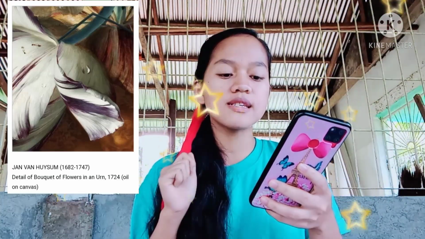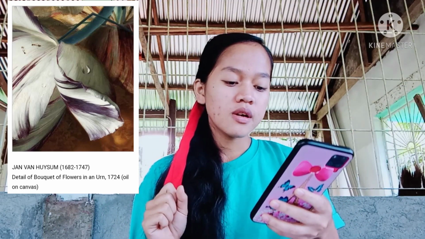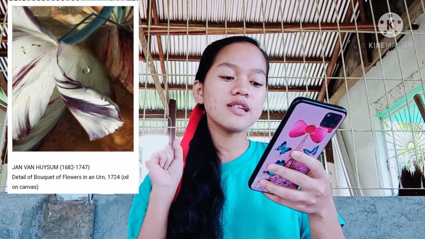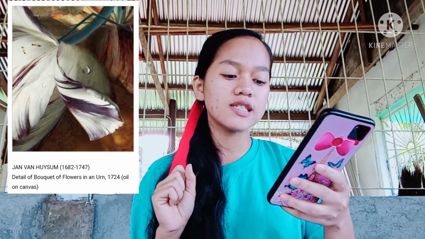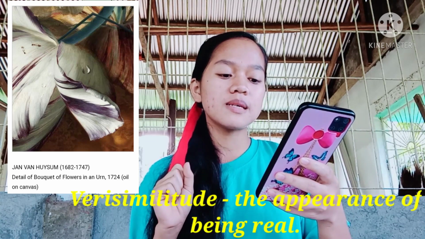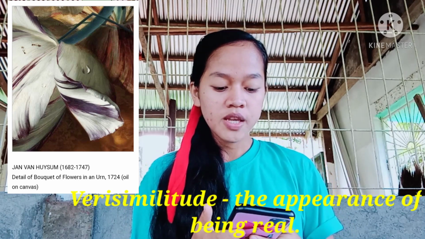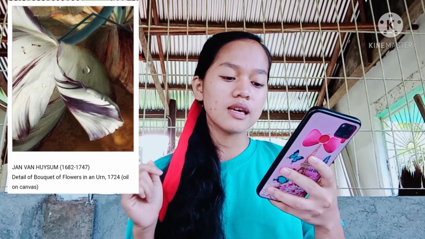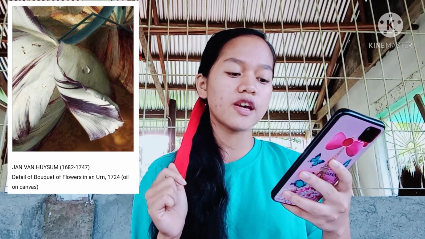So the example of the texture is the detail of a bouquet of flowers in an urn by Jan van Huysum. In the detail from a traditional Dutch still life above, you can see remarkable verisimilitude, the appearance of being real. So in the painting, insects and drops of moisture appear on the silky surface of the flower.